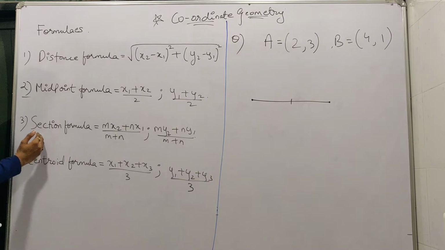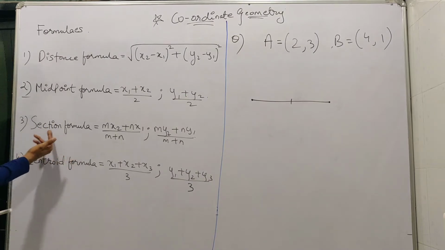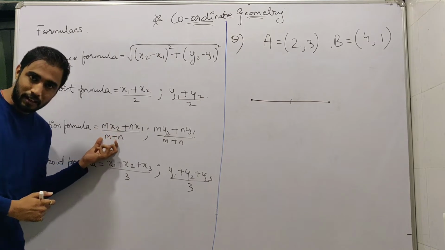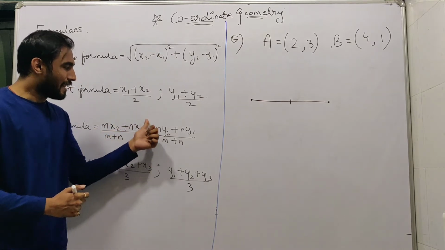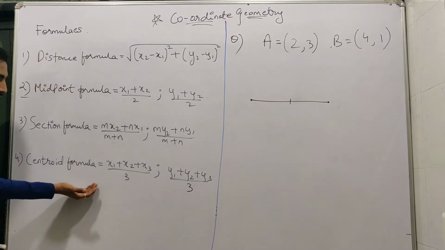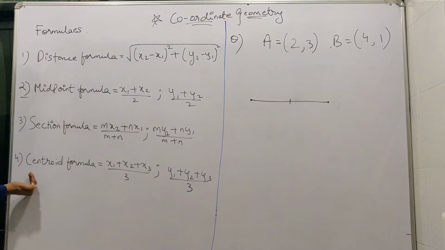The next formula here comes as the section formula. The section formula is given as mx2 plus nx1 upon m plus n, and for the y coordinate my2 plus ny1 upon m plus n.